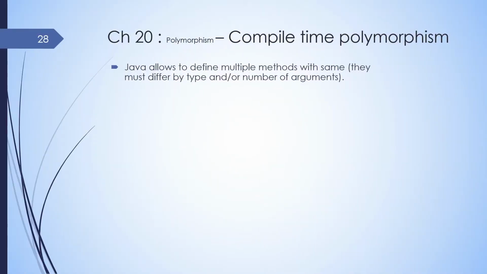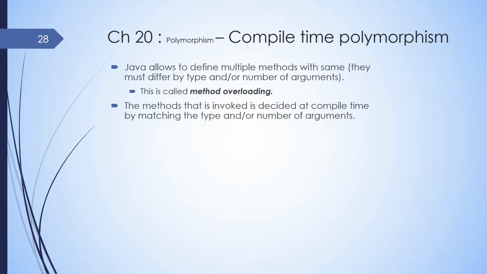Java allows us to define multiple methods with the same name. The only mandate we have is they must differ by type and/or number of arguments. This is called method overloading. So if there are multiple methods with the same name, how does it figure out which one to call? The method that is invoked is decided at compile time, and this is done by matching the type and/or number of arguments. Hence, it is called compile time polymorphism.